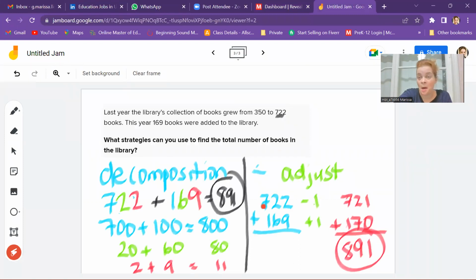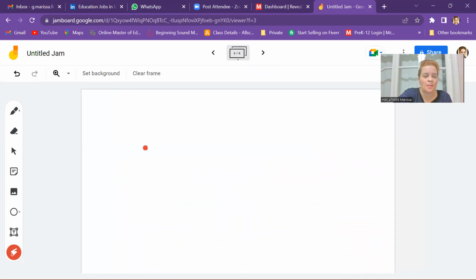Now she's going to do decomposition a different way, or she's going to do adjustment a different way. She's going to adjust it in a different way. Let's see if she gets the same answer. Okay.